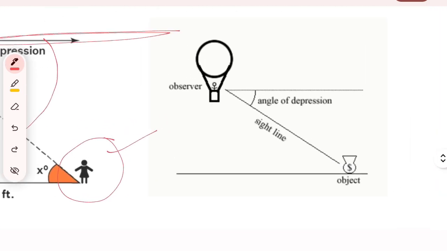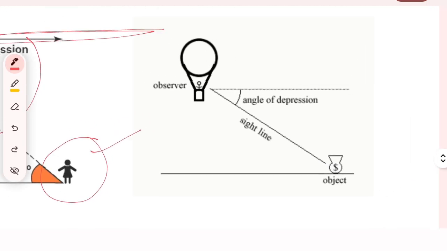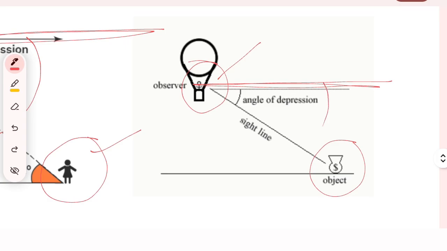Here's another example of an angle of depression. That is you riding in a balloon. You're in a balloon over there, and you saw an object on the ground. So your line of sight is somewhere there, and this is the angle of depression, and since that angle is below the horizontal line of sight, that angle is an angle of depression.